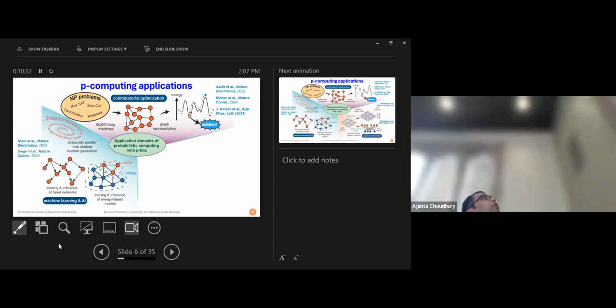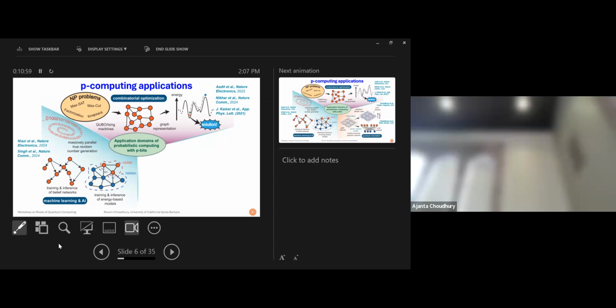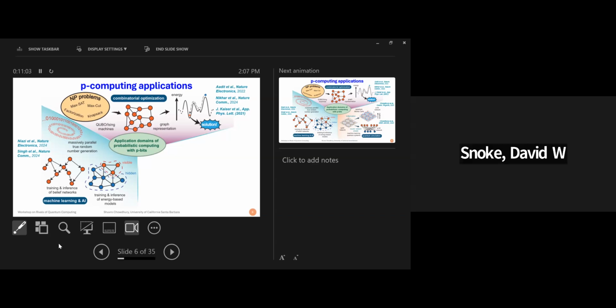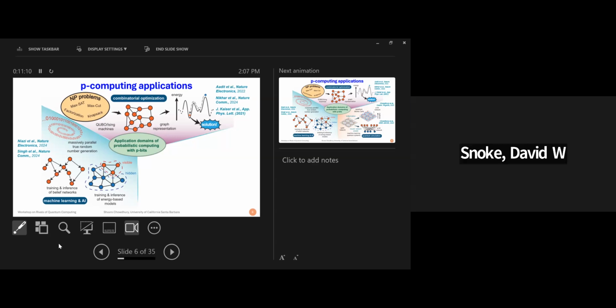The other possible application is in machine learning. So you can use p-computers to generate random numbers. You can use p-computers to train energy-based models and Bayesian networks and belief networks and so on. And there are also some references there, recent works from our group.